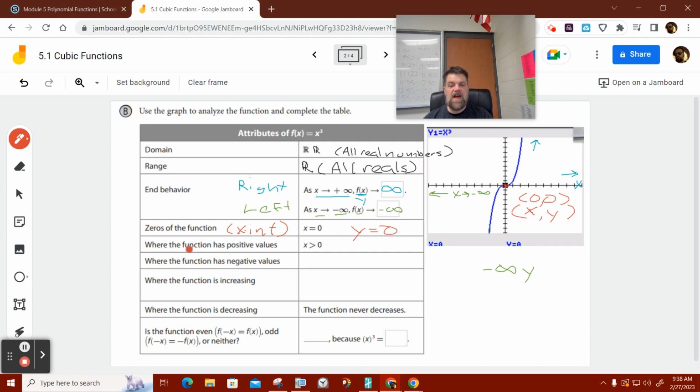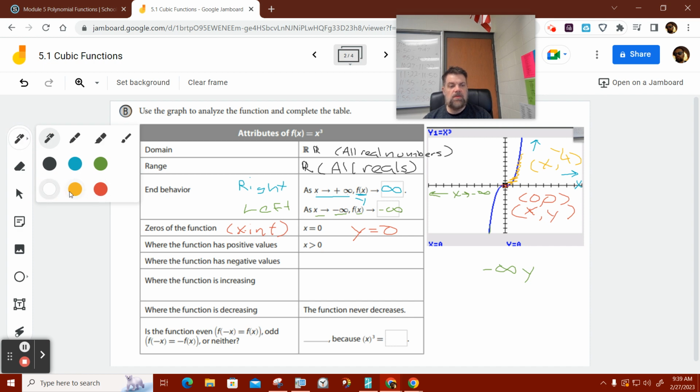Where does the function have positive values? Oh, man, I'm going to run out of colors. All these values right here, right? All of those, you have an x value and a positive y value. Okay? I really am running out of colors.